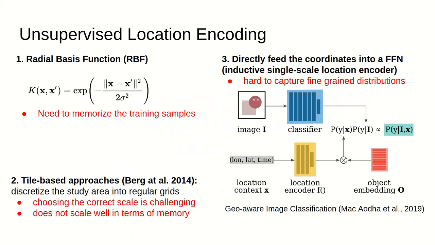Tile-based approaches discretize the study area into regular grids to model the geospatial prior distribution of image categories. However, choosing the correct scale is challenging, and it does not scale well in terms of memory. Recent work feeds the coordinates into a feed-forward neural network to obtain location embeddings. However, it is hard for this kind of single-scale method to capture the fine-grained spatial distribution.